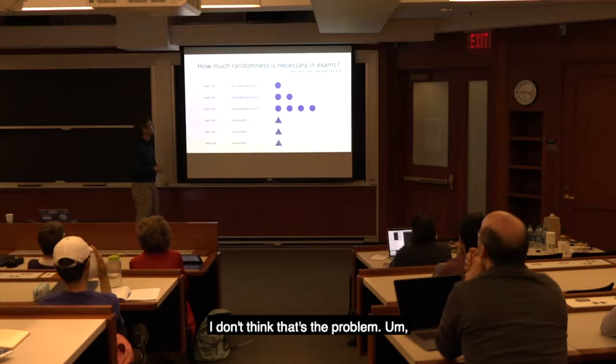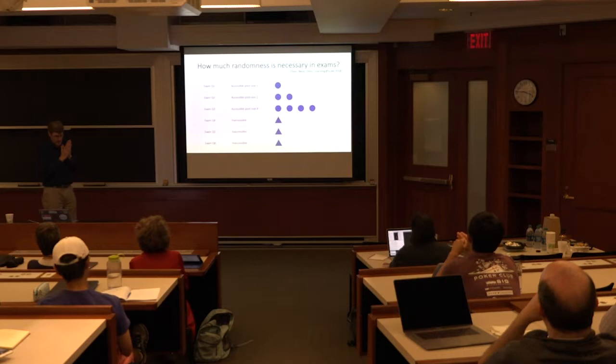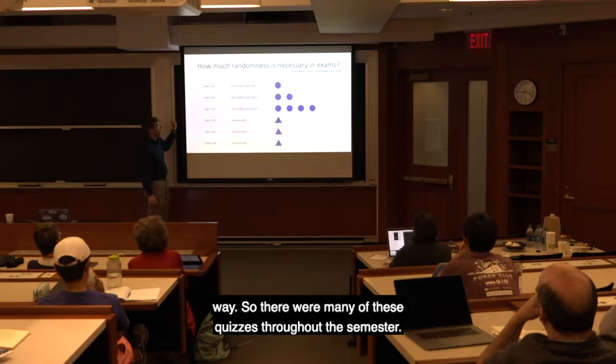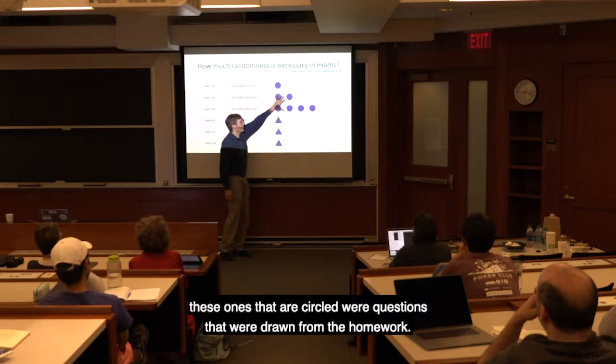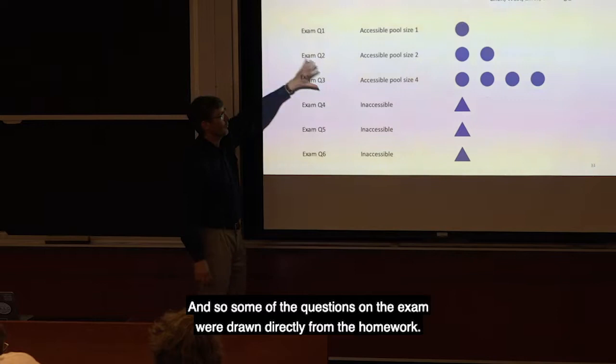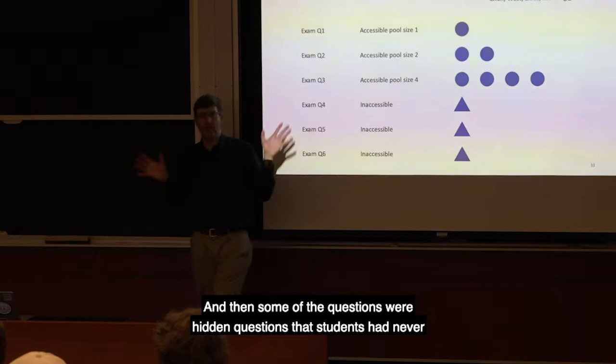So the second question that we were interested in was, how much randomness do we need in an exam? And so we did a study where we looked at a set of exams in a mechanical engineering class, and they were constructed in this way. There were many of these quizzes throughout the semester, and some of the problems, these ones that are circled, were questions that were drawn from the homework. This was to partly encourage the students to make sure they understood all the homework problems. And then some of the questions were hidden questions that students had never seen before.